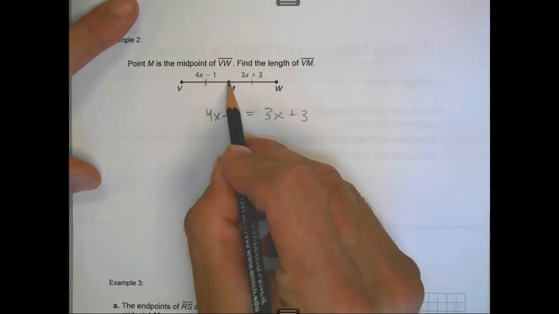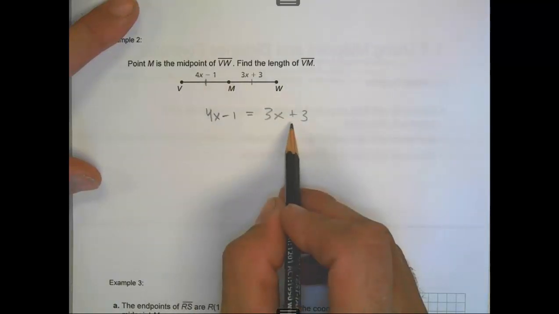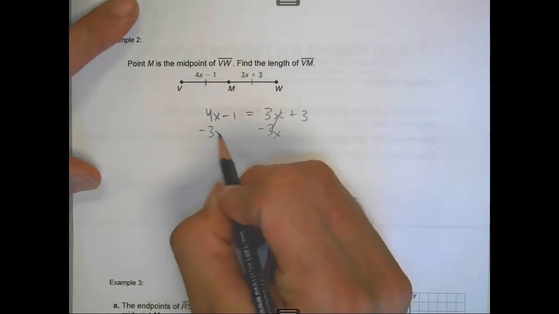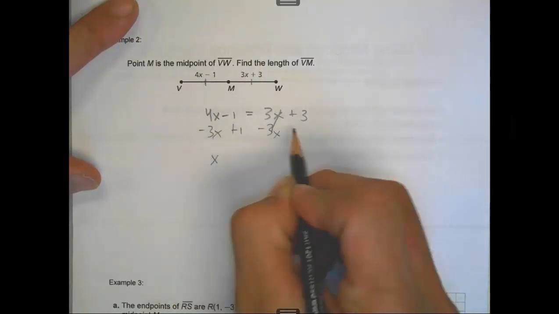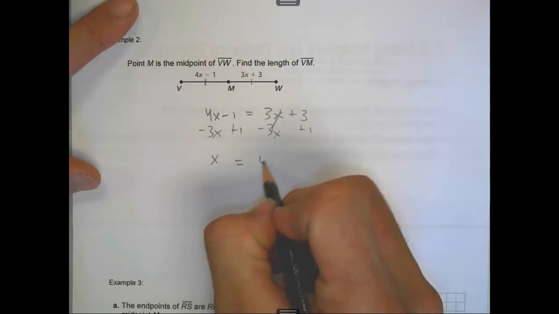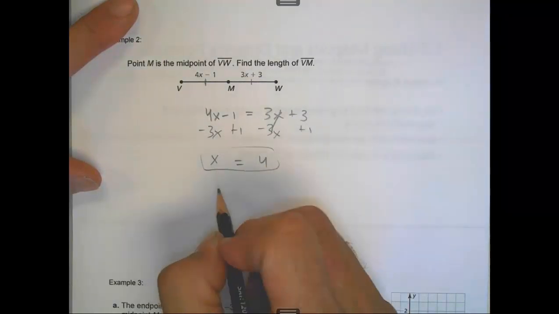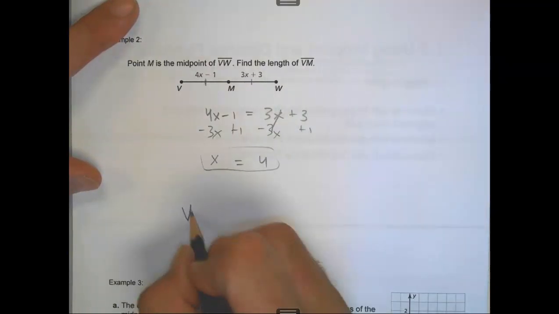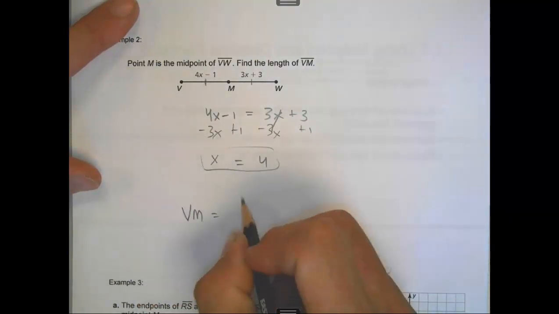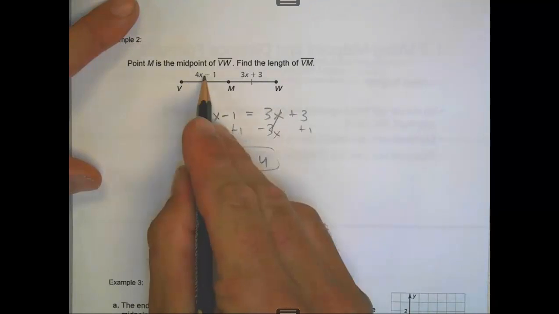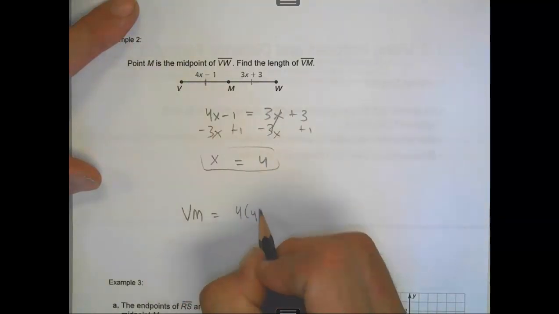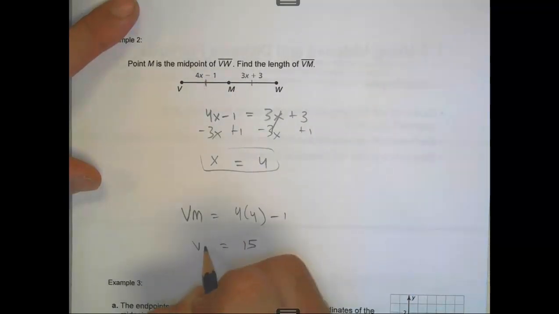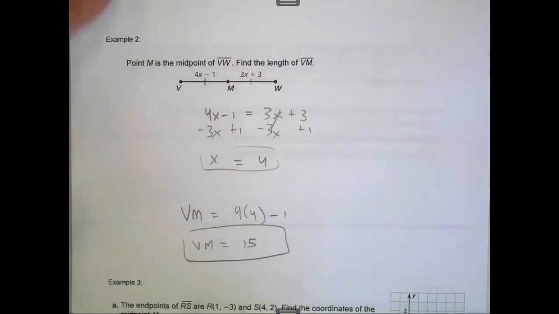Since that's the midpoint, these two parts are equal, and I substituted right away, and now we can just subtract 3x from both sides. We can also add 1 to both sides. And we get x equals 4. All right, that's not our answer. I'm going to circle that because that's important. They wanted the length of VM, so VM equals, and I'm going to go ahead and substitute in 4 for x here. So it's going to be 4 times 4 minus 1, which is 16 minus 1, which is 15. So the length of VM is 15.